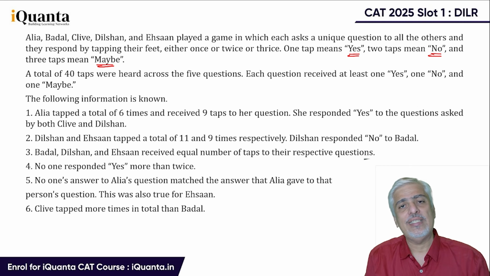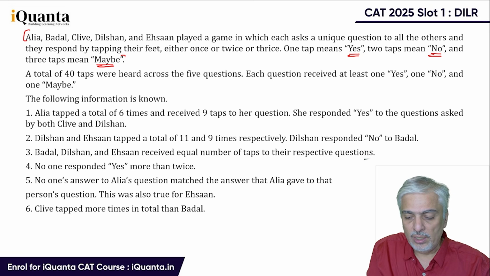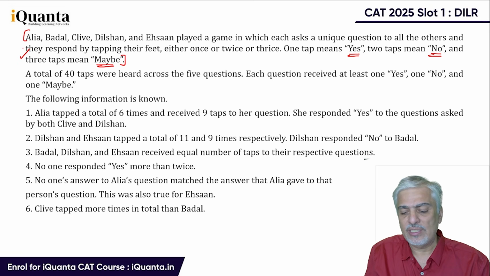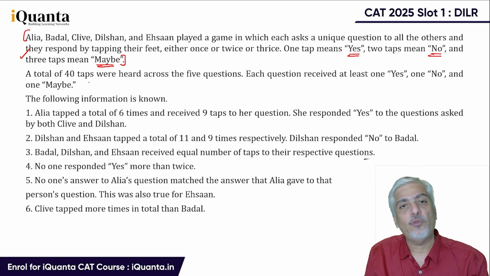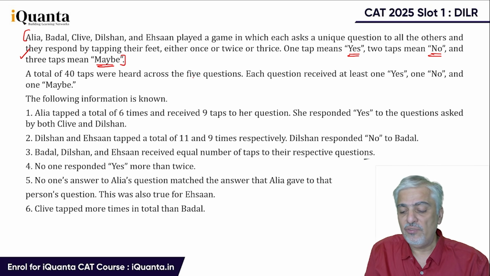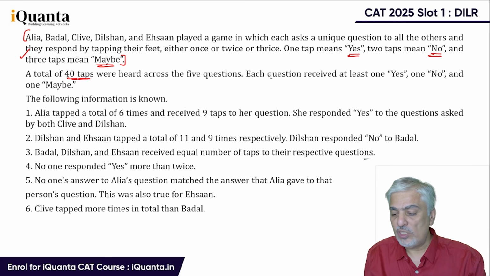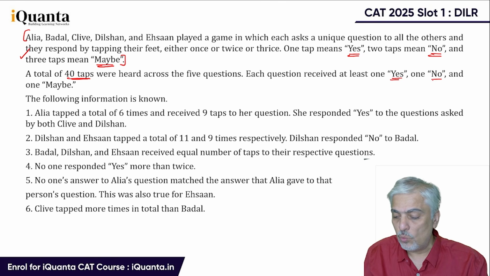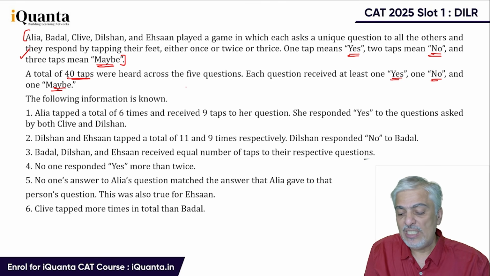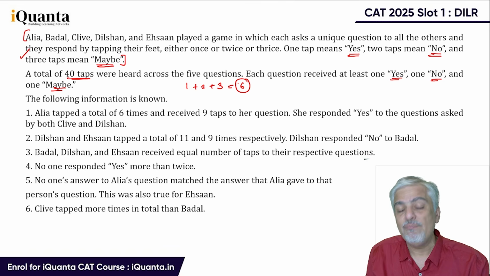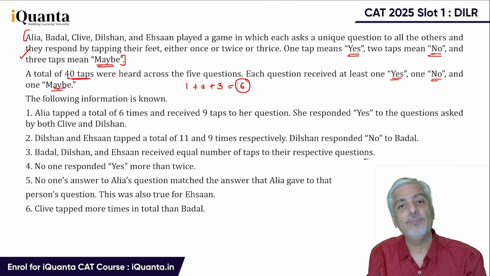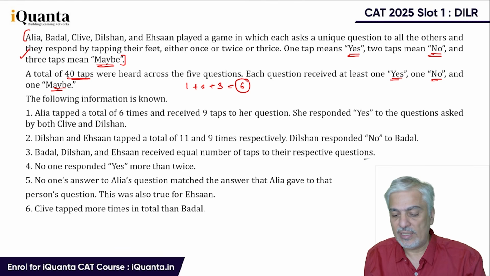I've already always said that there are some sets which have some initial rules. So this part is the initial rule, which I have to tell myself, yes, I understood, there's nothing much to explain. A total of 40 taps were heard across the 5 questions. So total number of taps is 40. Each question received at least 1 yes, 1 no, and 1 maybe. That means minimum 1 plus 2 plus 3. Each question received minimum 6 taps. Okay, that's the first thing you have to tell yourself.